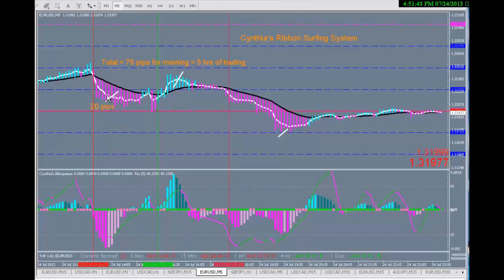So that was a quick 20 pips trade. Then the next trade entry was, I got in, I broke the rules a little bit here. The green vertical line shows where I entered. I entered on an aqua bar, which is an uptrend bar, but the white line had not actually crossed the black line, so I was a little premature.